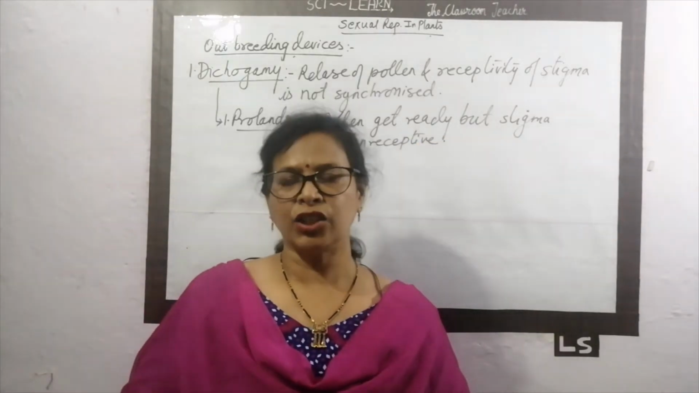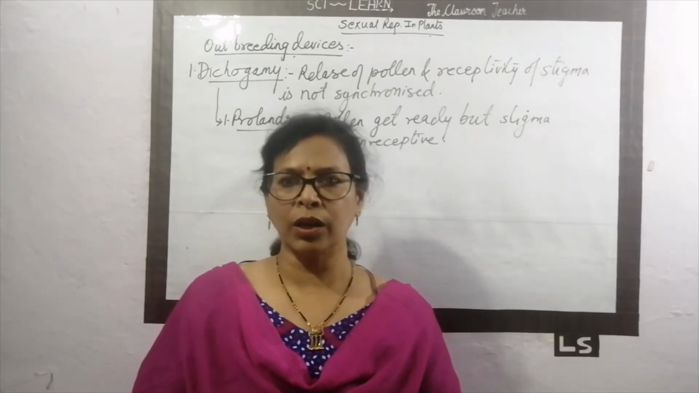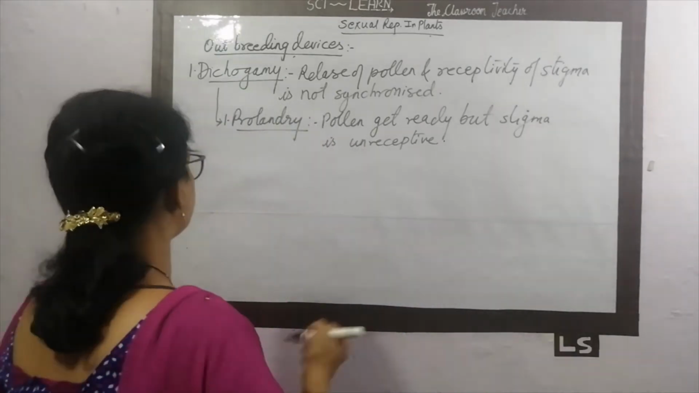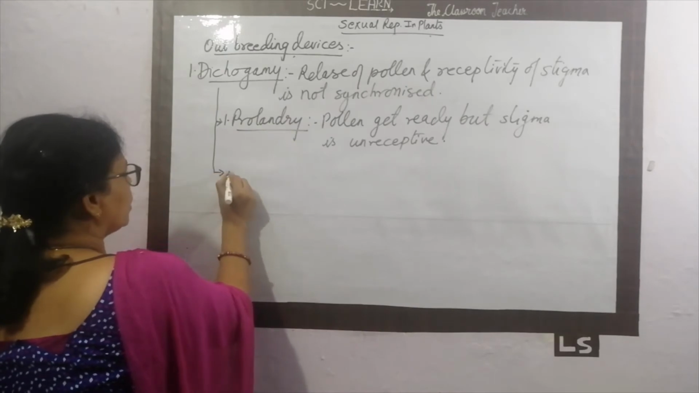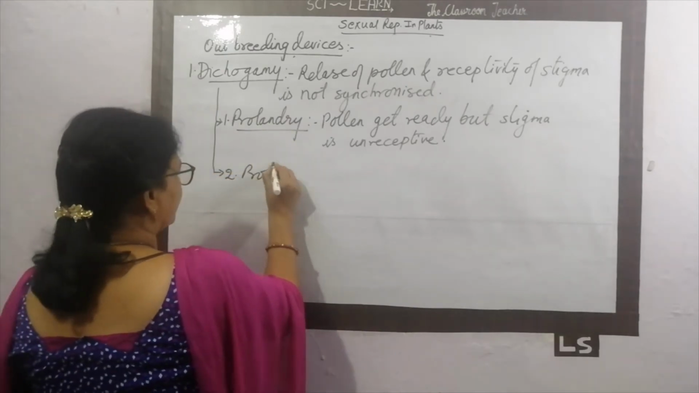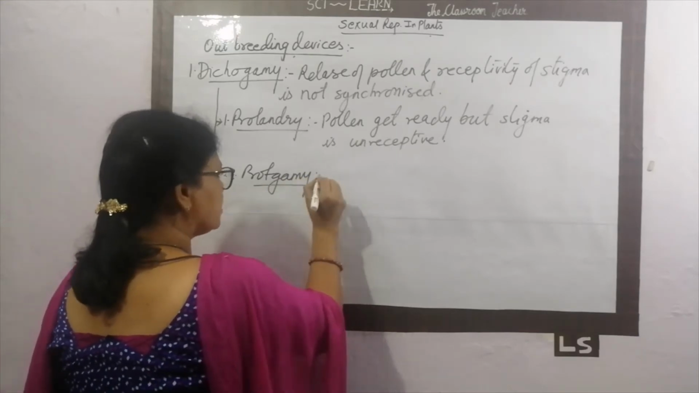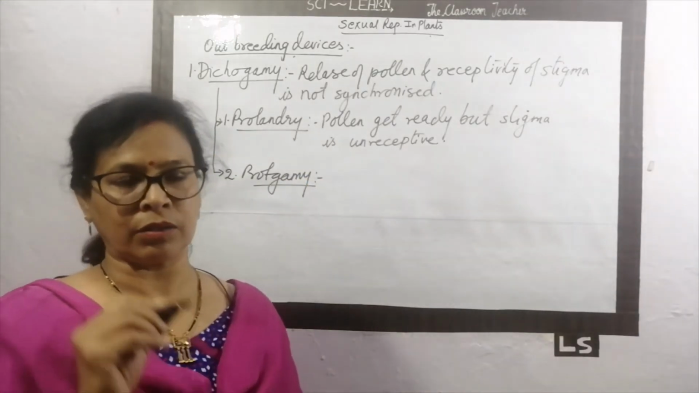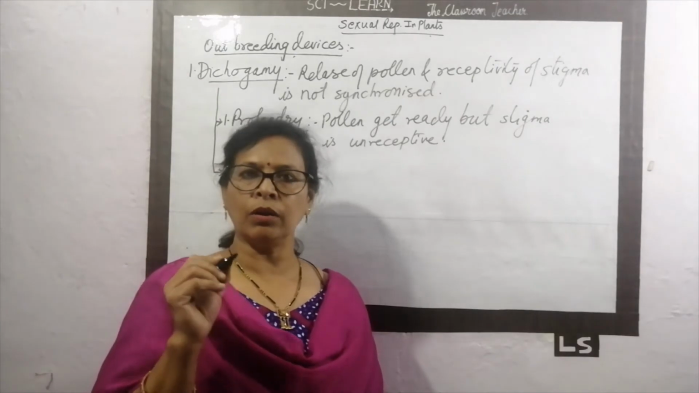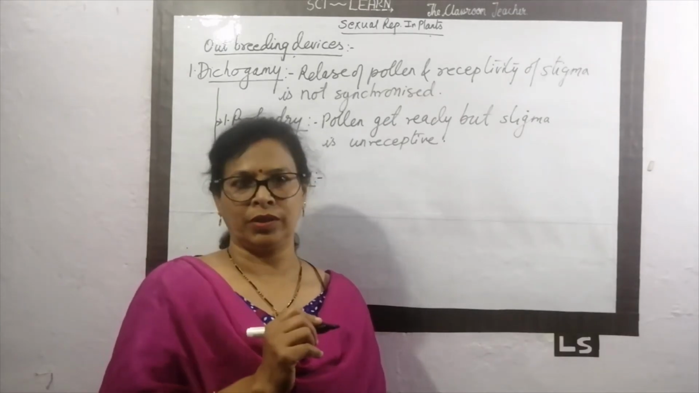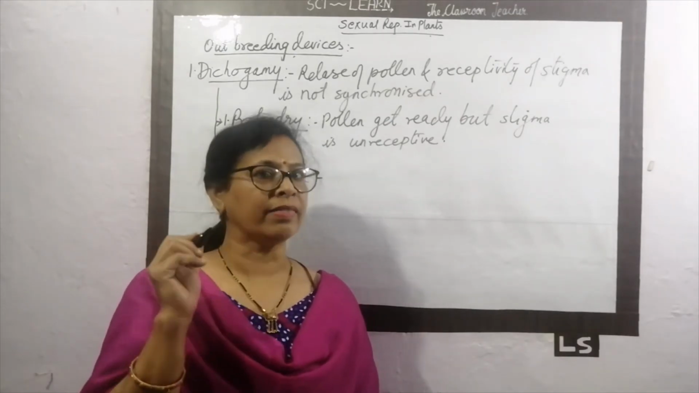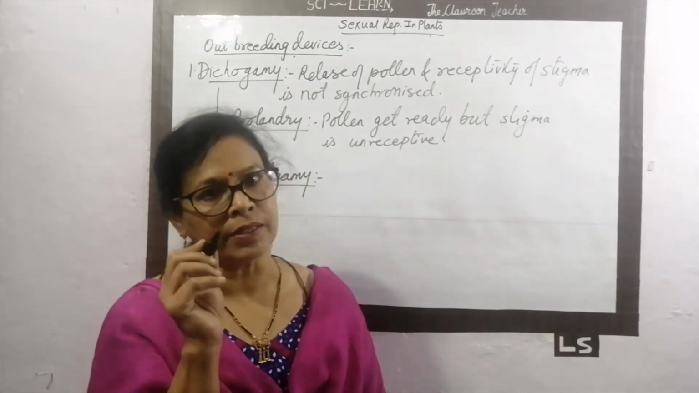The second condition is also there. That is called protogyny. What is the second condition? That is called protogyny. What is protogyny? It means the gynoecium or stigma gets mature, but at that time the anther sac is not ready to release the pollen.